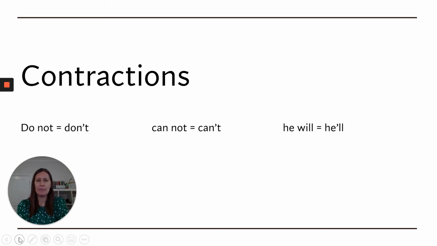Okay, and the other time is when we're joining two words together. So that might be do not and turning that into don't. In that case, we had the do, we had the not. When we put them together, we got rid of that O, and that's why we put an apostrophe here. With cannot, we're getting rid of the N and the O, and that's where we put that apostrophe. With he will, we're getting rid of the W and the I.